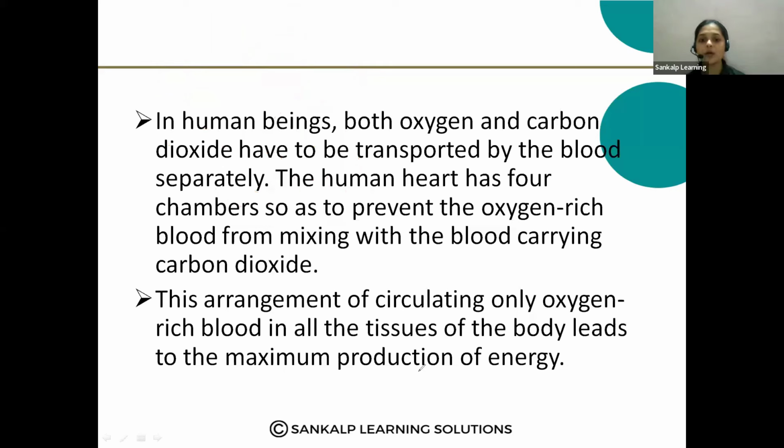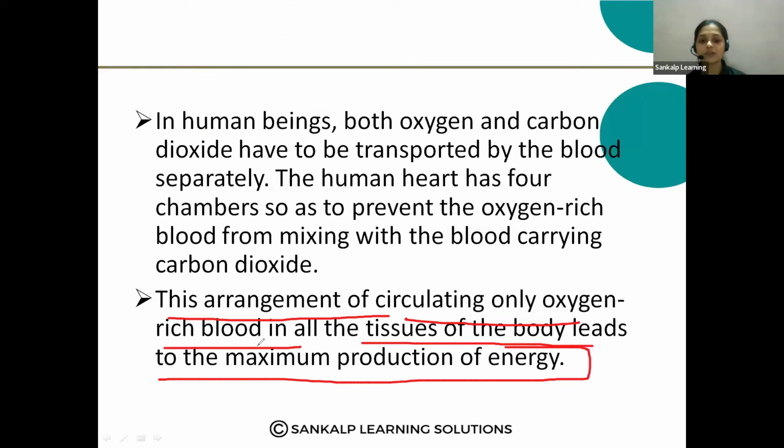So they have to maintain their body temperature. So this arrangement of the circulating only oxygen rich blood in all the tissues of the bodies leads to the maximum production of the energy.